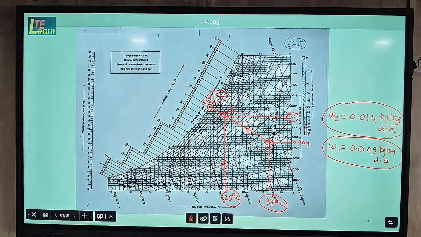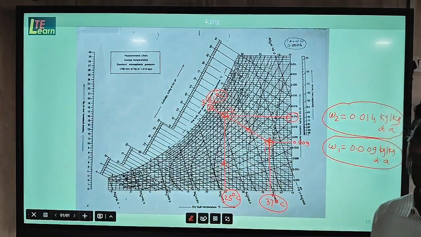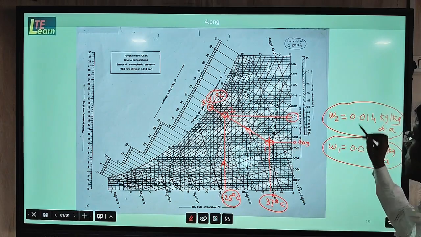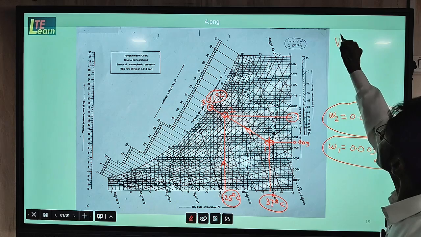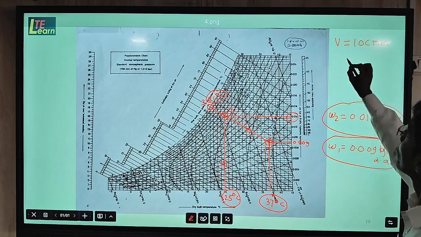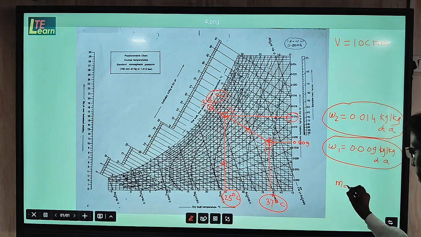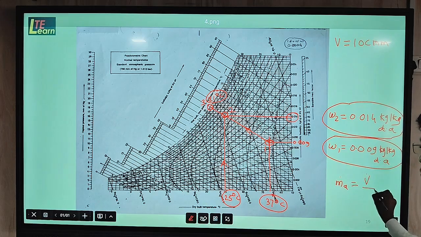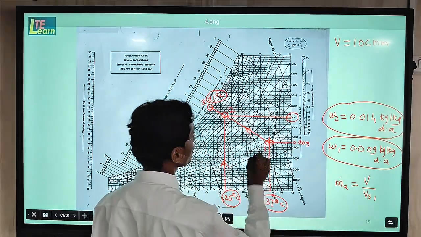So for that purpose we will use the formula, that is m dot A, mass flow rate of air, multiplied by this specific humidity difference. Now in the numerical we are given volume flow rate, that is 10 cmm, but here we need m dot A, mass flow rate. So that is V dot upon specific volume at point number 1, means we have to find specific volume at this point.